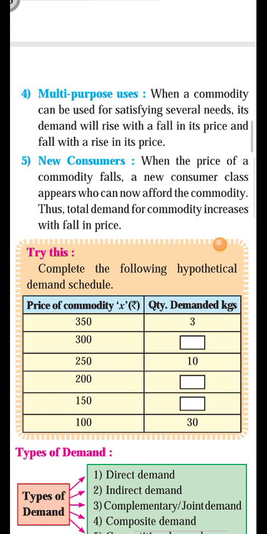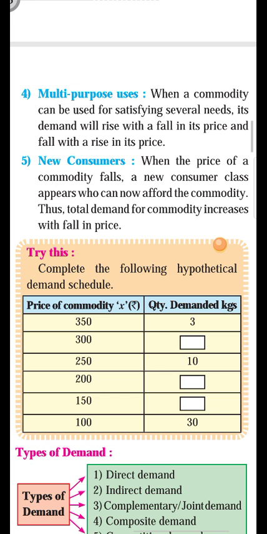Okay students, next, number 5, is new consumers. This topic is new for you this year. According to the last year textbook, there were only 4 reasons: law of diminishing marginal utility, income effect, substitution effect, and multi-purpose usage. But new consumer is a new subtopic in this answer.